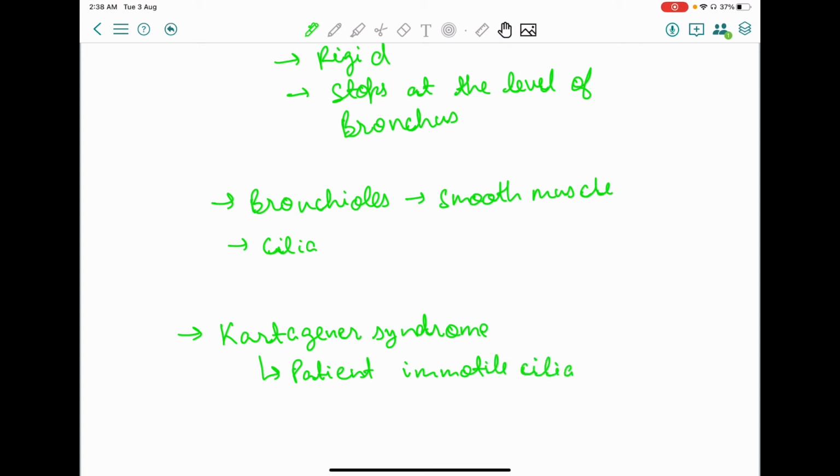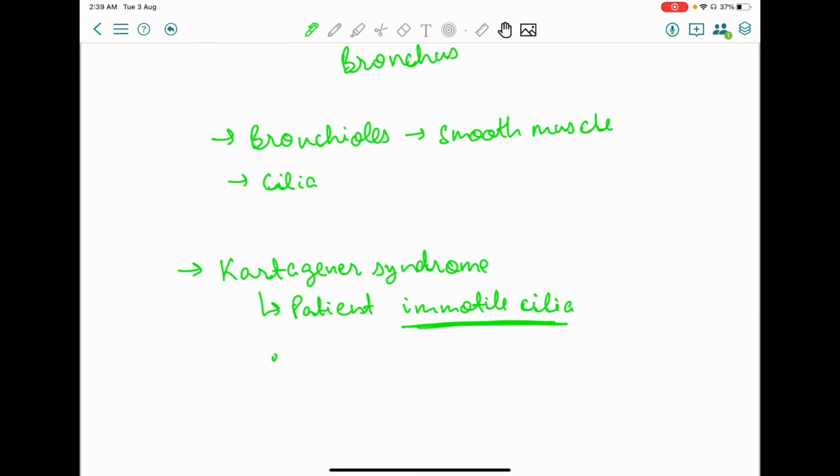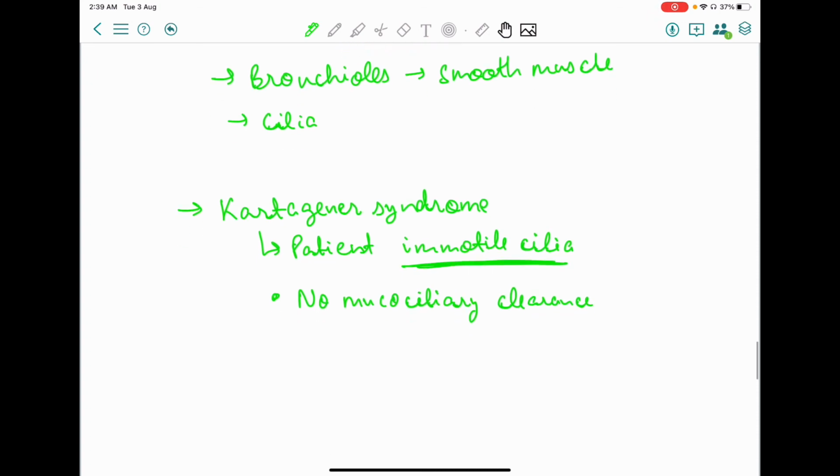What will happen? As I told you, if the cilia are immotile, then there is no mucociliary clearance, because if the cilia are immotile, then there will be no movement of mucus. Then what will it lead to? It will lead to infection.